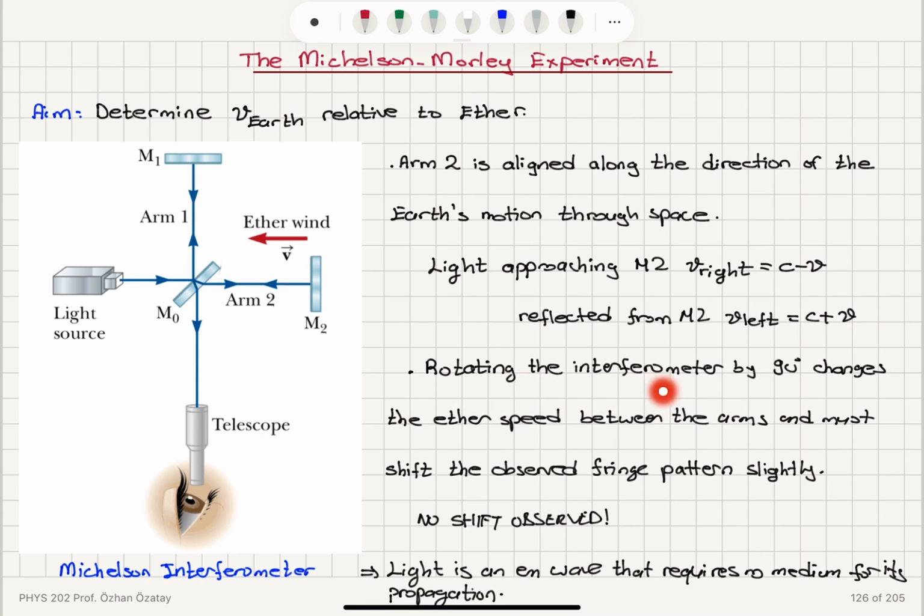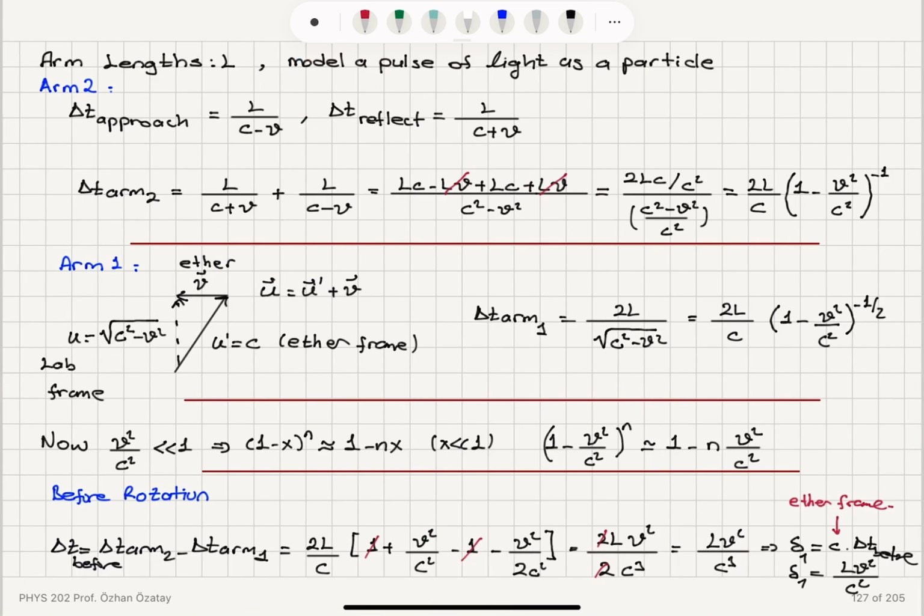Now if we rotate this interferometer by 90 degrees, this should change the ether speed between the arms and must shift the observed fringe pattern slightly. The conclusion is that there is no shift observed, and light is an electromagnetic wave that requires no medium for its propagation. So that was the conclusion. Now let's look at the details. So the arm lengths are L, and we model a pulse of light as a particle.